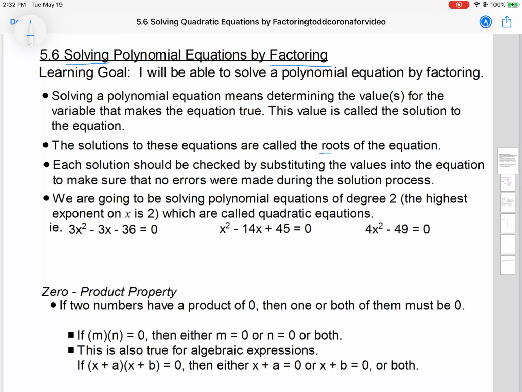Okay, so we read the first point. The solutions to these equations are called the roots of the equation. We're going to find the x values, and there will be two of them for a quadratic. We call those the roots of the equation. You can check your solution by substituting the values in and comparing left side, right side, like we have done before. But you do have to factor first.